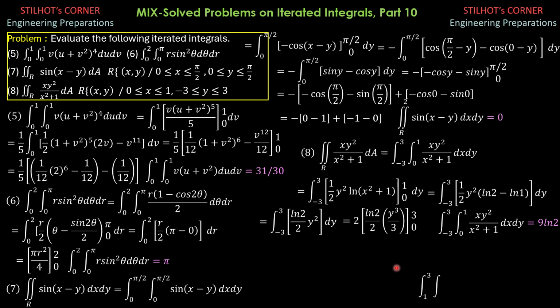And for your part, I want you to evaluate this integral from 1 to 3, outer limits, then 1 to 5, of ln of y over xy dy dx, and show that this is the answer.